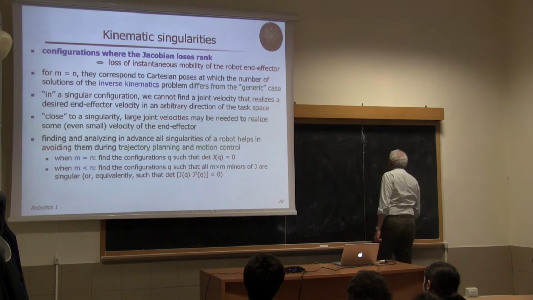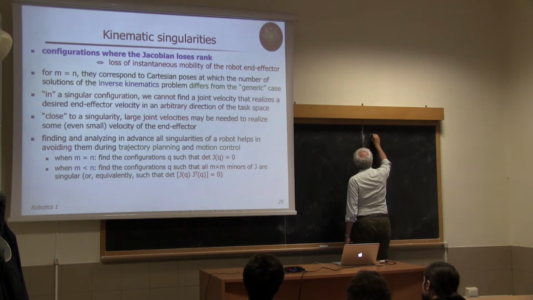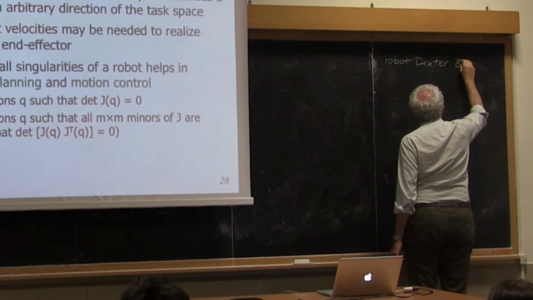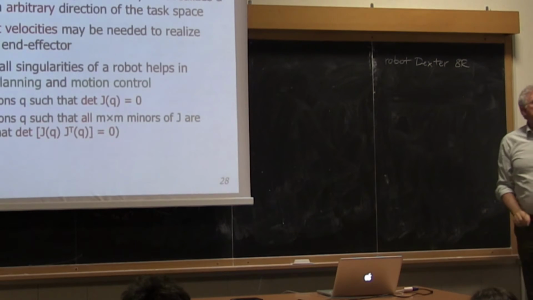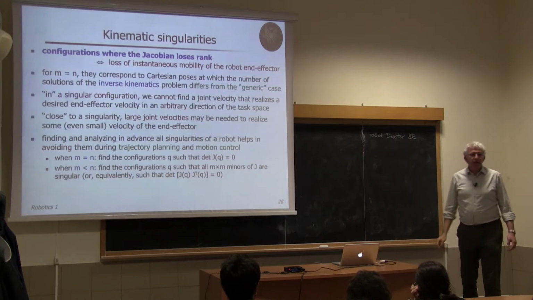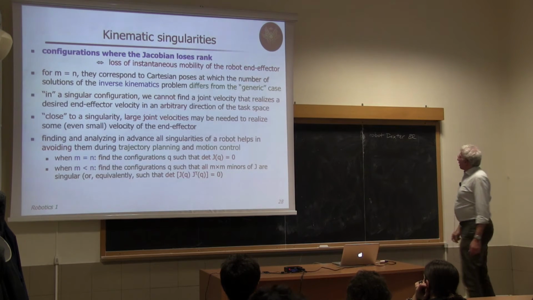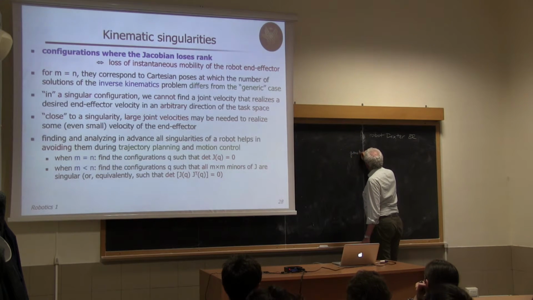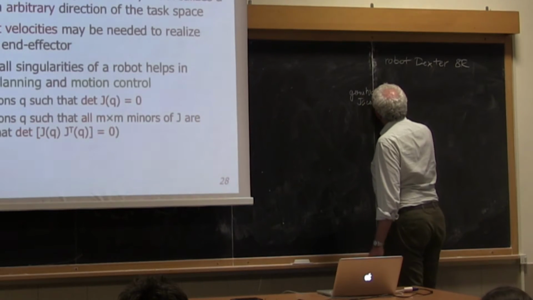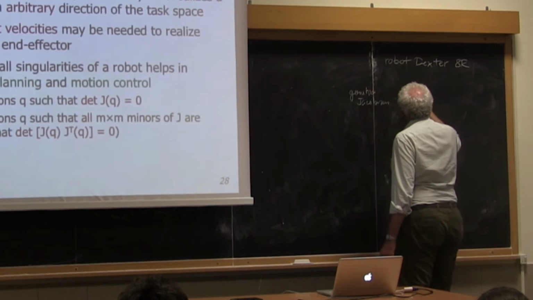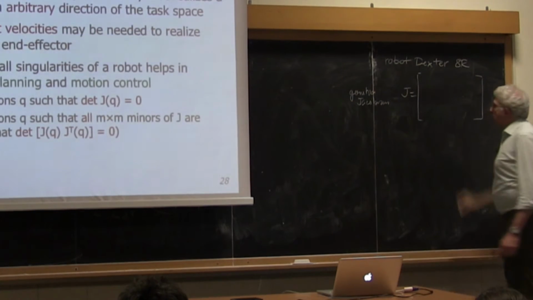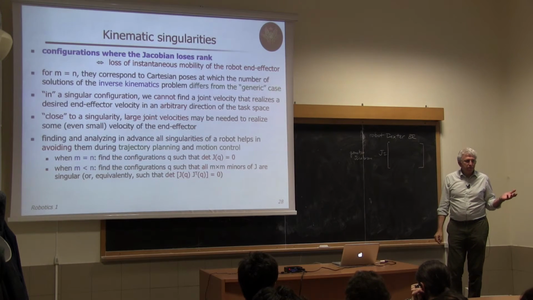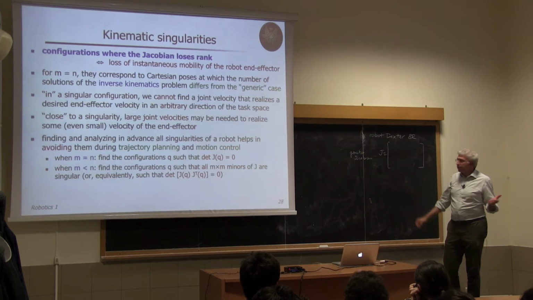So suppose that you have the robot Dexter 8R. We have seen this robot. It was a lightweight robot, cable driven. So 8 joints, and we are considering the geometric Jacobian. So what are the dimensions of this matrix? How many rows and columns? 6 by 8.